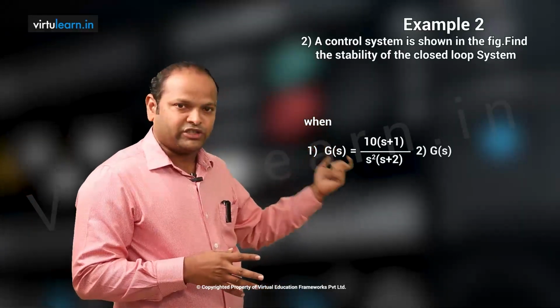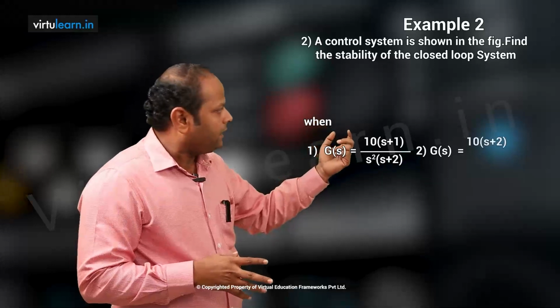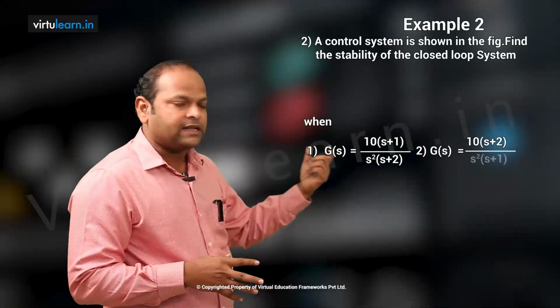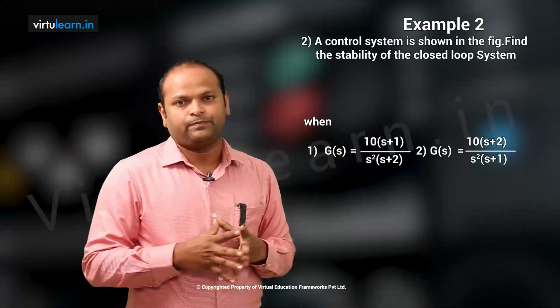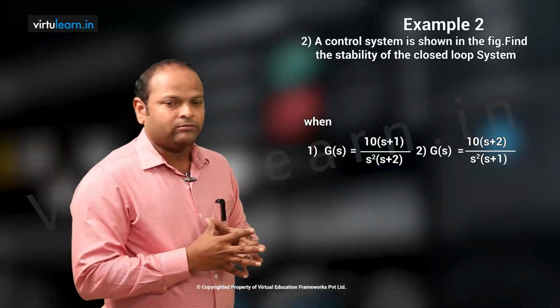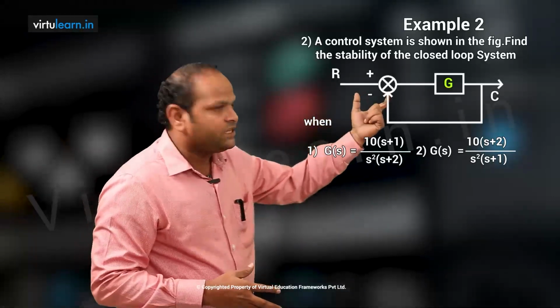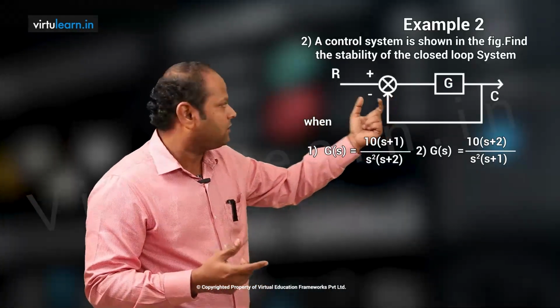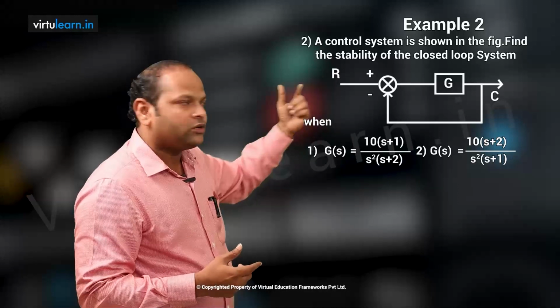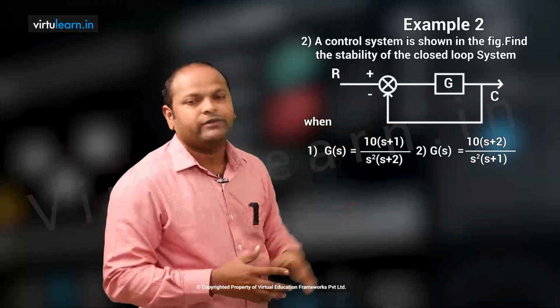Second, same G(s) is equal to 10(s + 2) divided by s square into (s + 1). And what will be the block diagram? The block diagram is like this. It is a unity feedback system and the G is here, forward path transfer function. Then we have R input and summing point, negative feedback, and I have C(s).